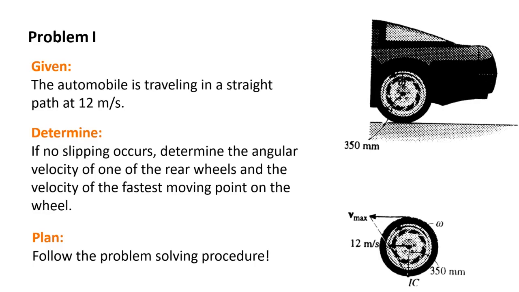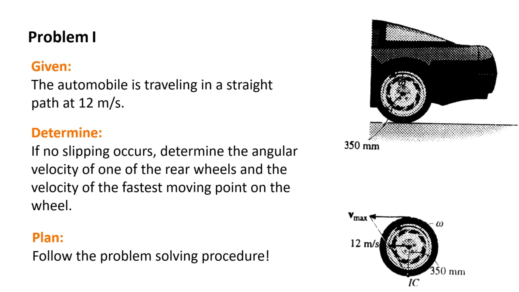So we continue with the week two tutorial, and we're going to have a question regarding the instantaneous center of zero velocity. So we've been given the example for the automobile that's traveling in a straight path at the 12 meter per second velocity. We need to determine, if no slipping occurs, the angular velocity of one of the rear wheels and the velocity of the fastest moving point of that wheel. So the plan is we need to follow the problem solving procedure.